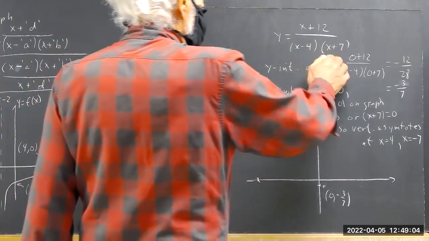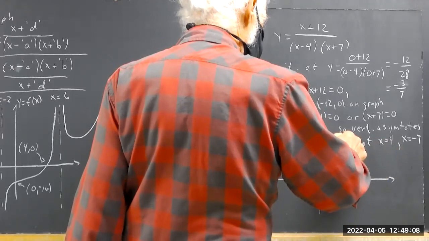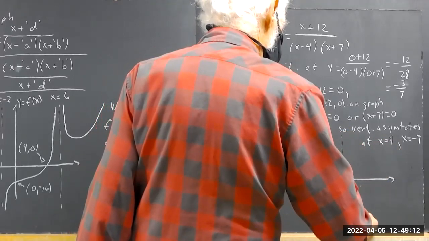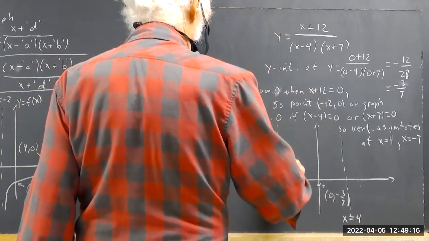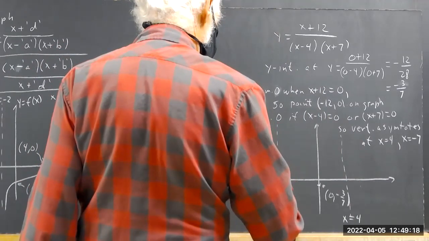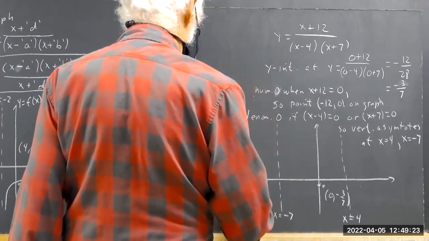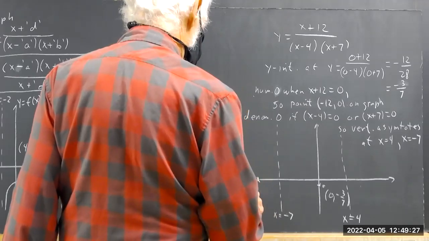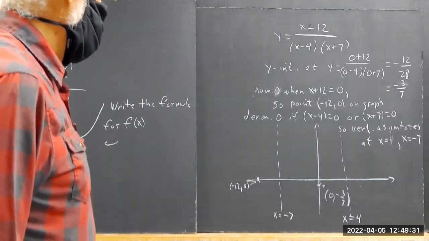Okay, so anyhow, at x equals 4, here's a line at x equals 4. And the line x equals negative 7 might be about here. And this, of course, is negative 12, 0. Okay. Now, the long run behavior.